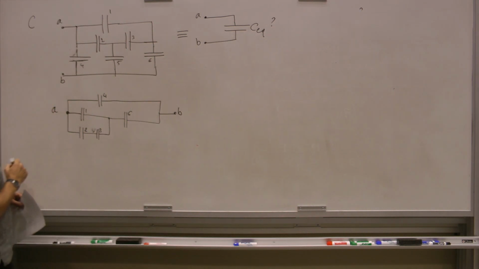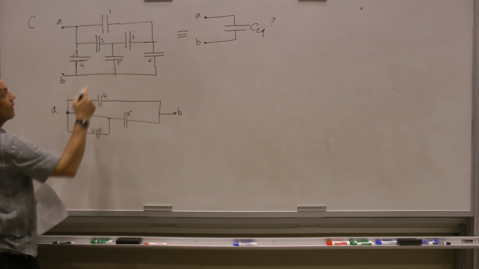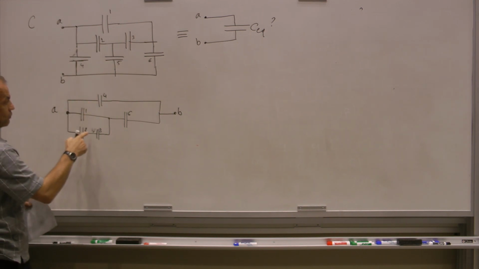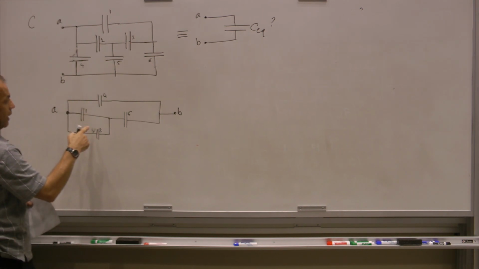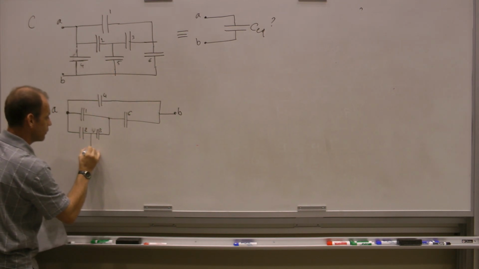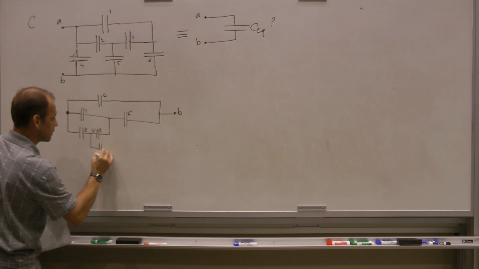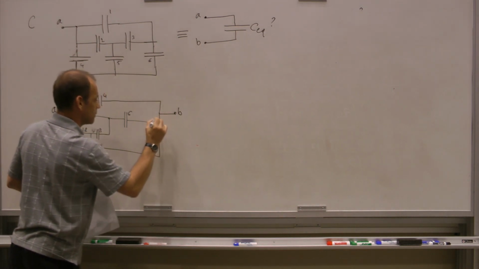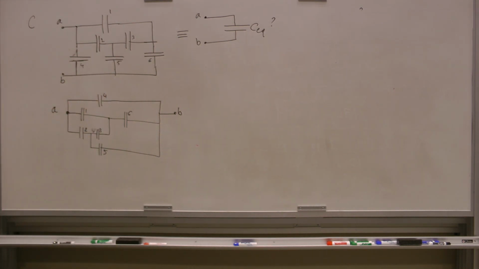And then what am I missing? I have 4, I have about 5. 5 connects between 2 and 3 and connects back to B. So 5 looks like that. Here it is. Here's that modified circuit where we start to rearrange the capacitors in order for us to be able to understand a little bit how that works.